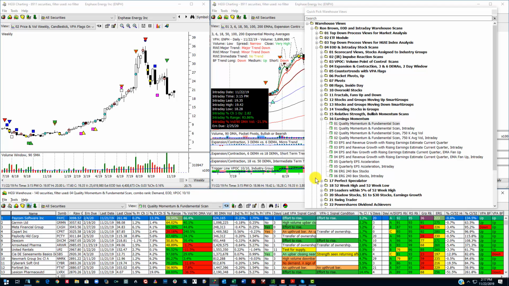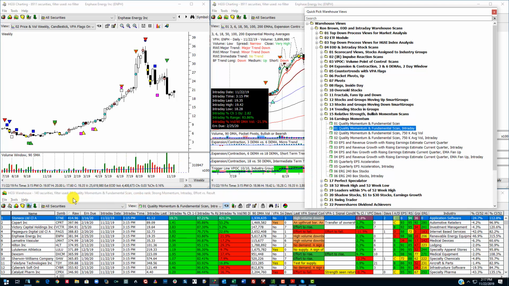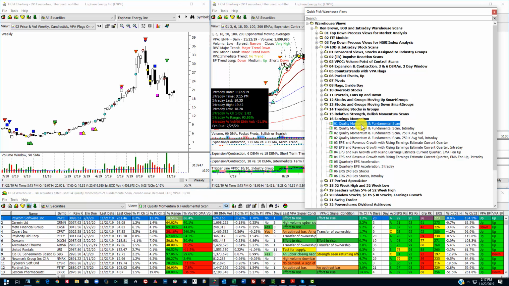This is the end of day screen. There are 140 securities. If I go to the intraday screen, there are 104 securities. So the advantage of this, as you know by now, is you can do your screening at night, and then you can see which ones are working the following day.